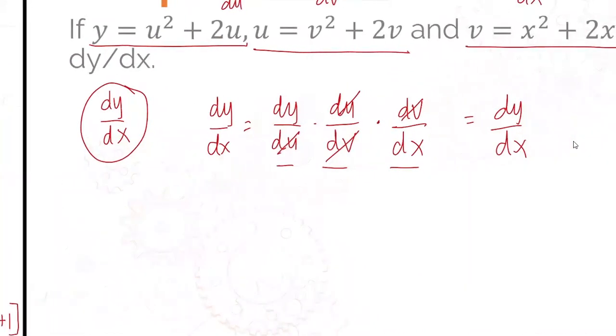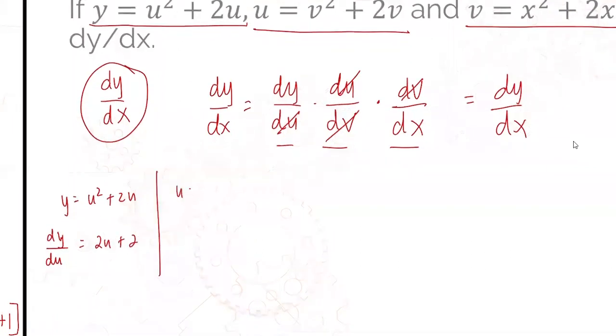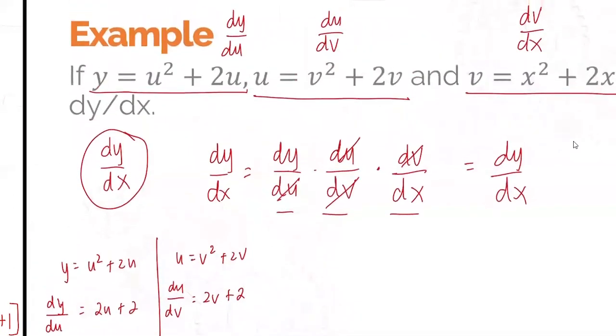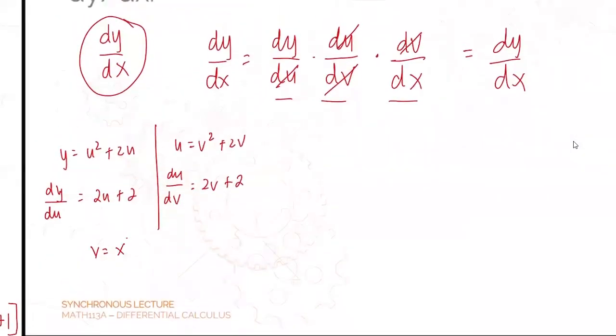So, y is equal to u squared plus 2u. So our dy over du will be, I'll go straight to it, 2u plus 2. Then u is equal to v squared plus 2v, so du over dv will be 2v plus 2. Then the last one, v is equal to x squared plus 2x, so dv over dx is 2x plus 2.